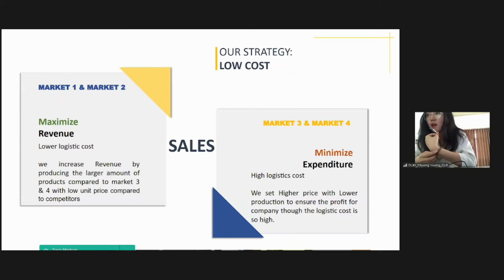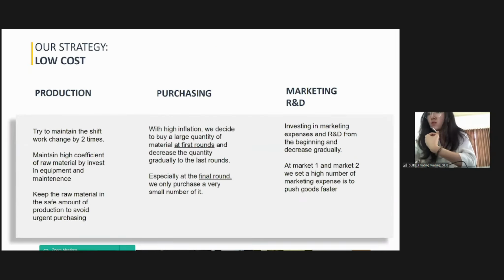In conclusion, we decided that our strategy will be low cost by focusing on increasing sales in market 1 and 2. So we set a high allocation and quite a low unit price compared to competitors. Why? We minimize costs in markets 3 and 4 due to logistic expense, reducing allocation in these 2 markets. We also try to maintain the supply chain at 2 times or lower.